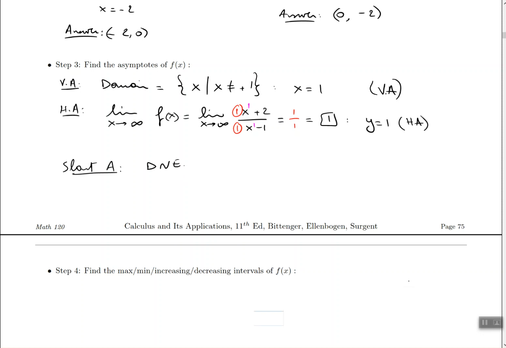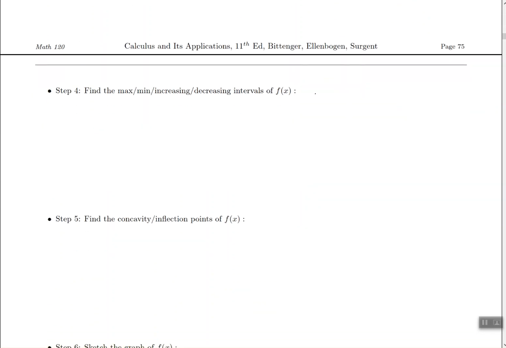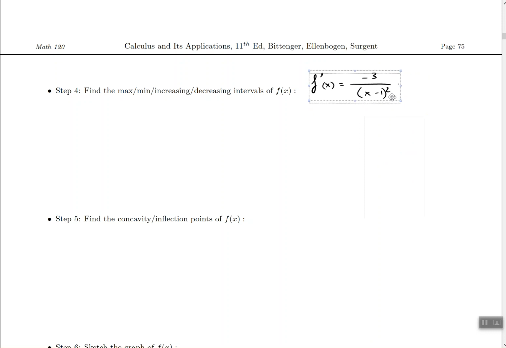Okay, so now for the max, min, increasing and decreasing intervals of the function, we will need the first derivative. The problem gave us the first derivative. They told us that it's negative 3 divided by x minus 1 squared. You can look back and see this. It was provided in the question. So the question is now, what makes the derivative equal to 0 and what makes it undefined? When is the derivative equal to 0? This does not happen because on the numerator we have negative 3, and negative 3 can never be equal to 0. Well, what about what makes the derivative undefined?